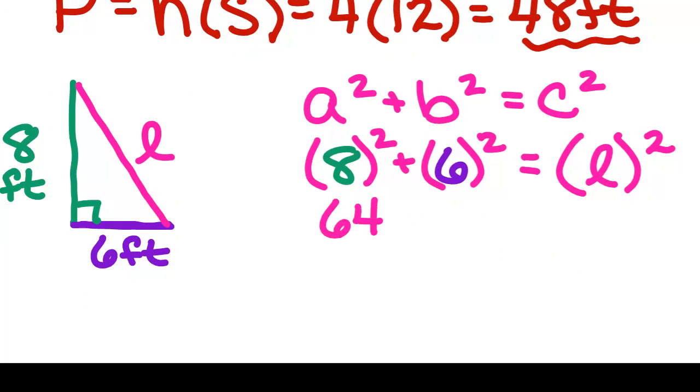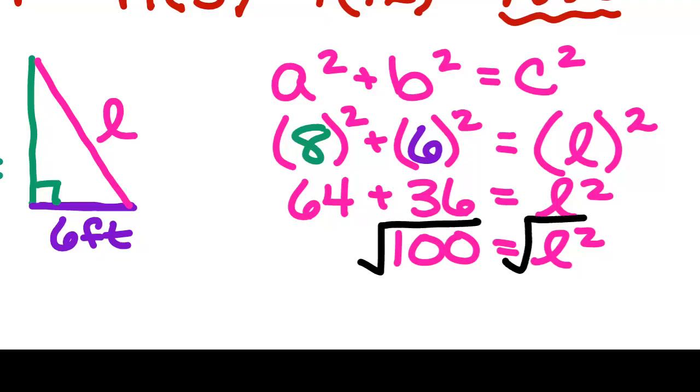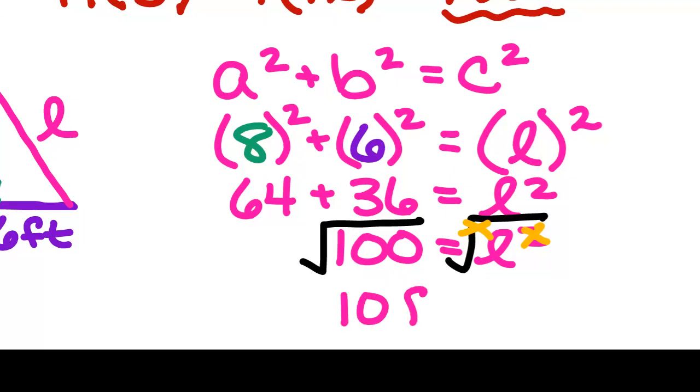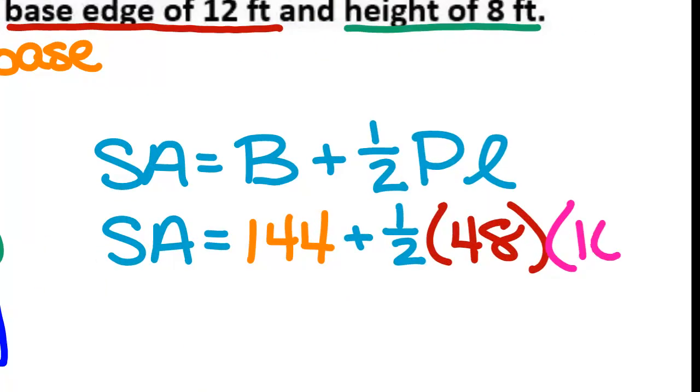8 squared is 64. 6 squared is 36. What do we get when we add 64 and 36 together? 100 is equal to slant height squared. Then we're going to take a square root of both sides. Over on the right, the squared and the square root cancel out. What is the square root of 100? So 10 feet is my slant height. That's what we're going to use over here in place of the cursive L.